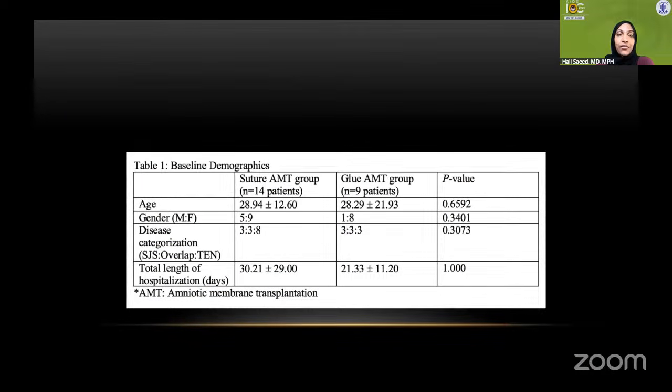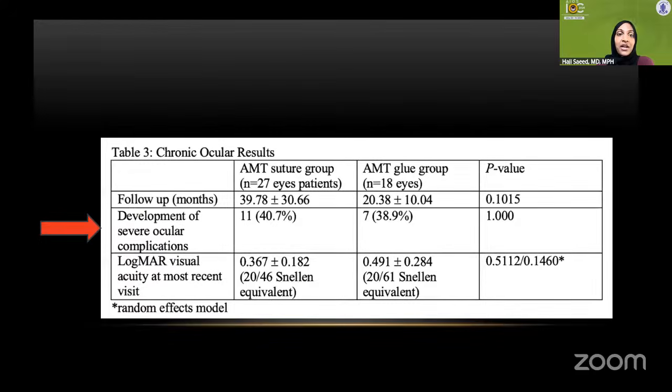Okay. I am going to finish up here by just looking at the chronic ocular results between the amniotic membrane suture and glue groups. And you can see really significant similarities in the development of severe ocular complications, as well as maintenance of best corrected visual acuity. So that really highlights the significance of using amniotic membrane for acute Stevens-Johnson syndrome. Thank you very much.